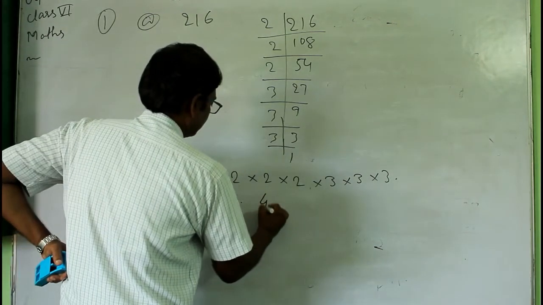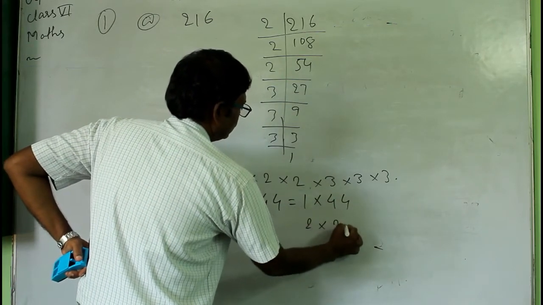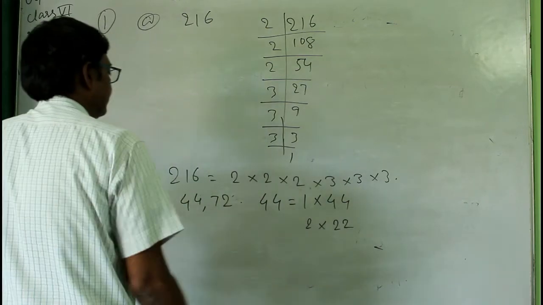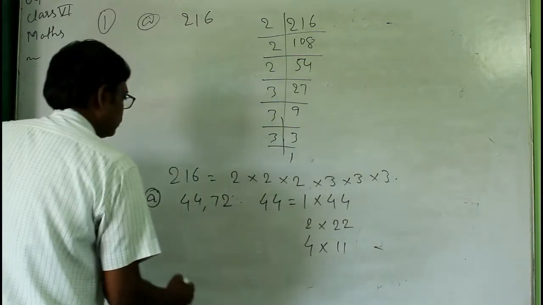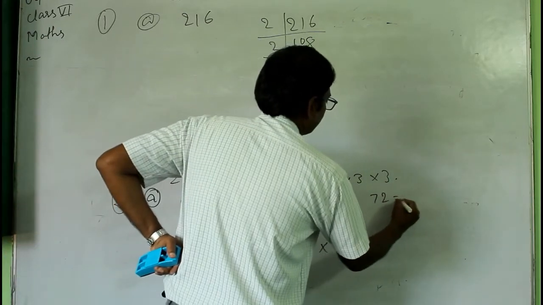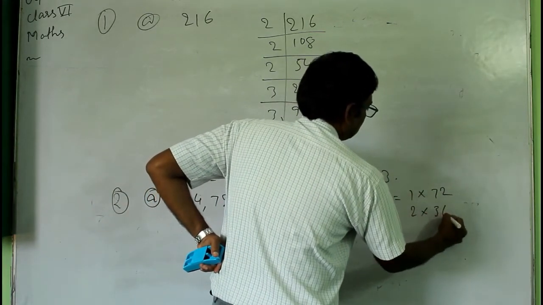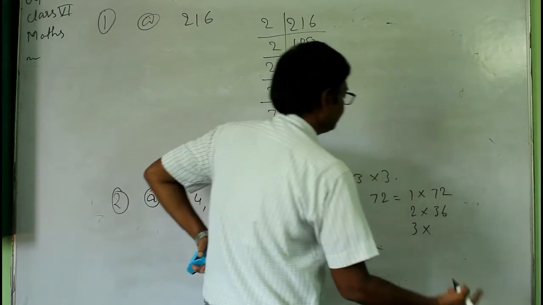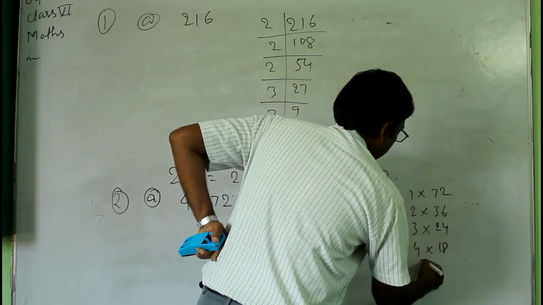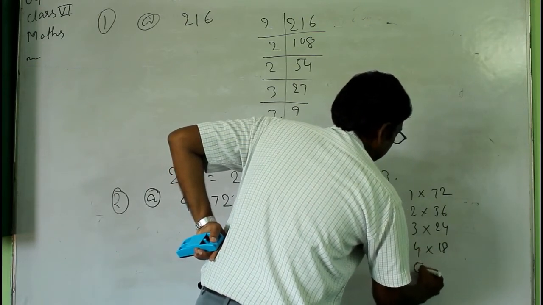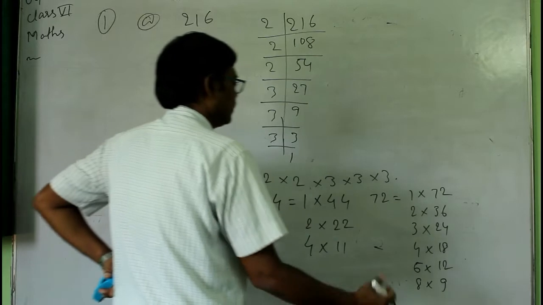Like first 44: 44 equals 1 into 44, 2 into 22, and this will not go by 3, so it will go by 4. Then write 4 into 11. Now stop here. Also for 72, it will be very long. So 1 into 72, 2 into 36, 3 into 24, then 4 into 18, and 5. Then 6 into 12, 8 into 9.